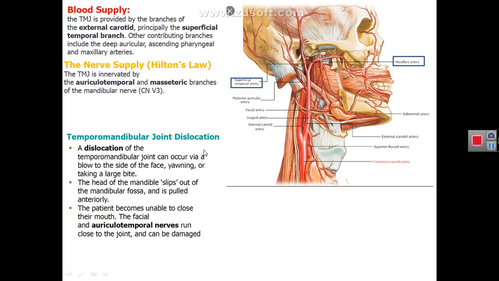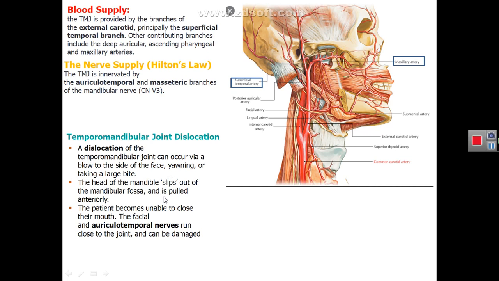Regarding clinical application, the TM joint sometimes is dislocated when the head of the mandible gets out of the mandibular fossa. Such dislocation is usually anterior, when the head of the mandible gets out and moves out of the mandibular fossa anteriorly. It occurs when we bite a big piece of food, or when we are yawning, or when there is a blow on the side of the face.